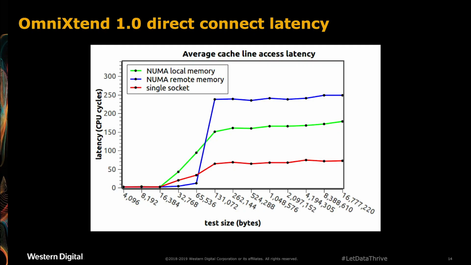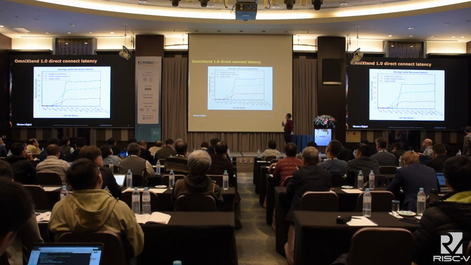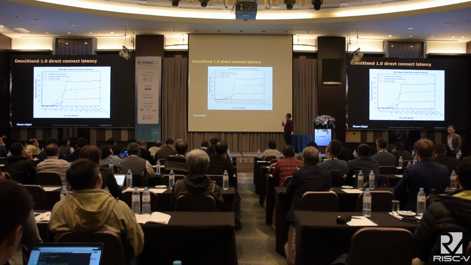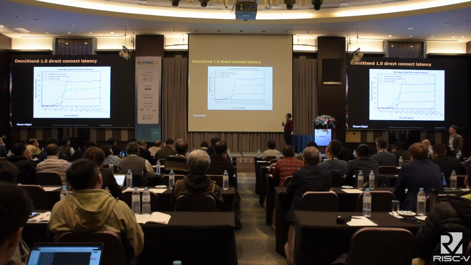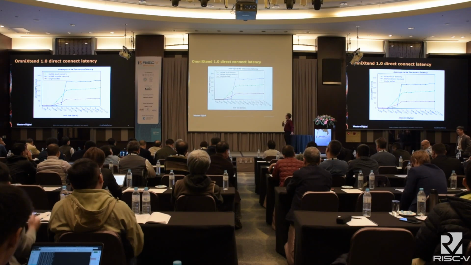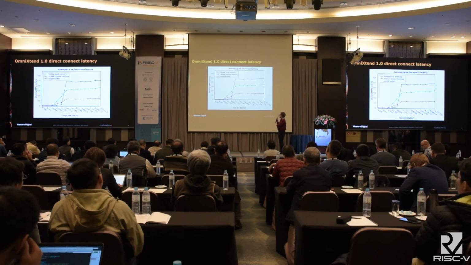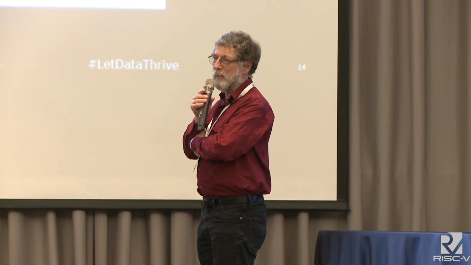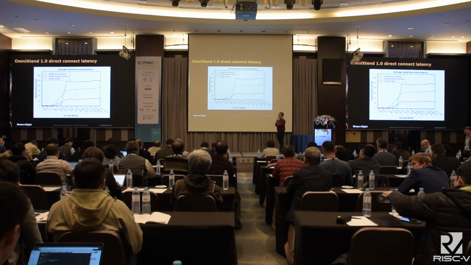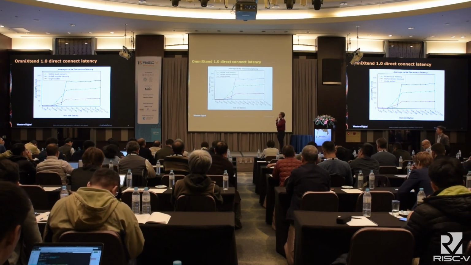Yes. So I have 2 questions. My first question is very simple. On the horizontal axis, around 16 kilobyte, 32 kilobyte, 60 kilobyte, the single socket red line is slower than NUMA remote memory. That is with a single socket, there's no OmniExtend at all on it. But it's slower than NUMA remote memory. I don't understand.